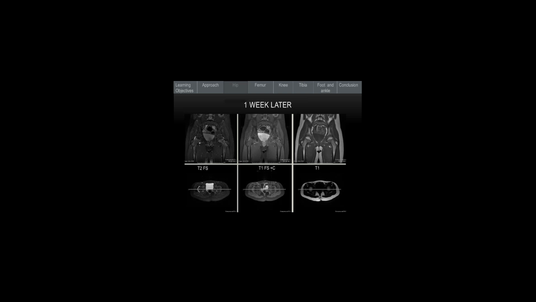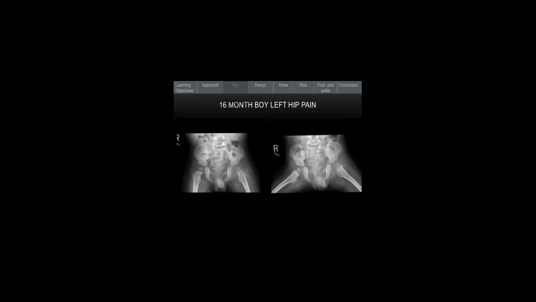We're going to move on, however, to the twin sister of transient synovitis, which is a much more serious condition, and this is where the diagnostic dilemma often lies. The next case we're going to look at is a 16-month-old boy with left hip pain.